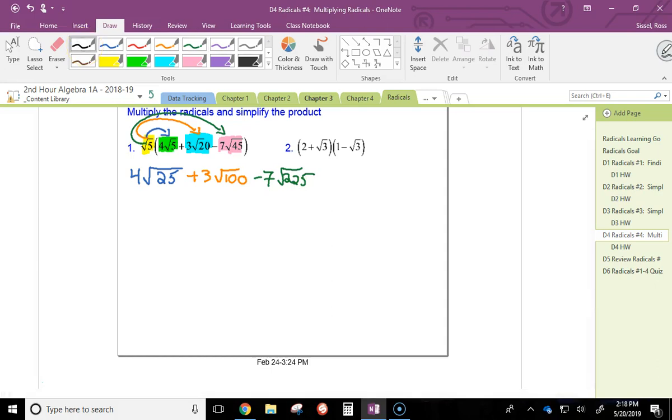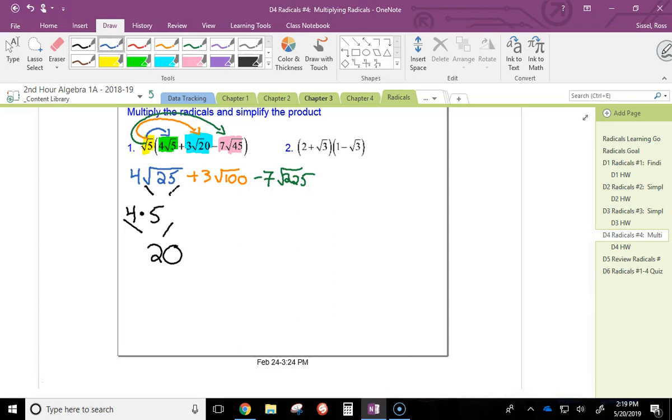Okay. And now we just go ahead and simplify as much as we can. We look to see, can we add or subtract anything that has like terms? Not yet. But square root of 25 is 5. So this one simplifies to 4 times 5, which is 20.